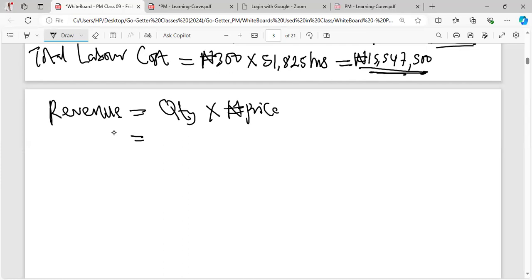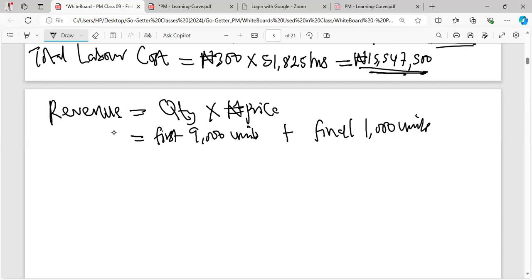into the first 9,000 units plus final 1,000 units. Okay? Now I want us to note this. We'll come to this, but let's build up to this point.